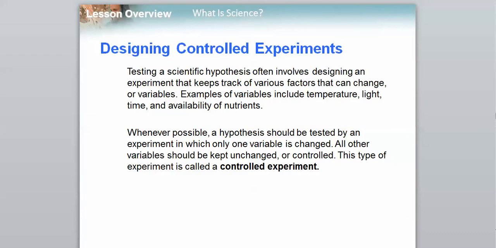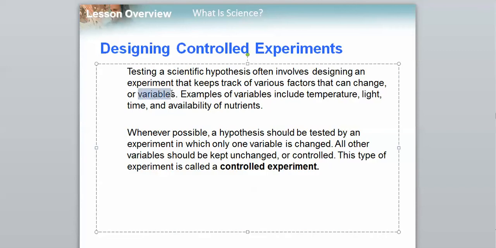And we test it by designing an experiment that keeps track of various factors that can change, or we call them variables. So a variable is a very important word, and people get confused about variables, so I'll go over these again in class. So a variable is any factor that can change. So a factor that can change is a variable. That is a very important piece of information that you need to know.